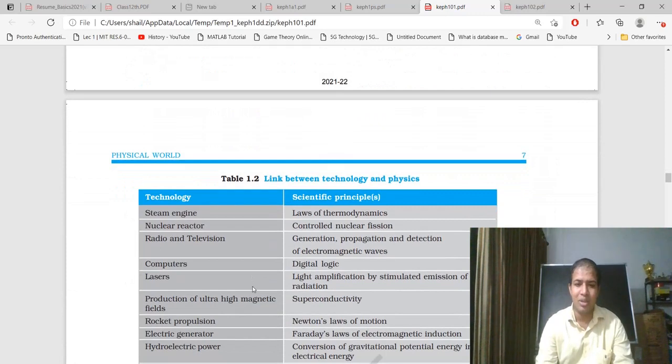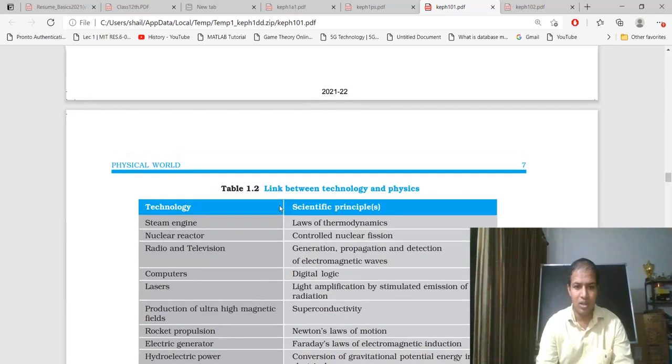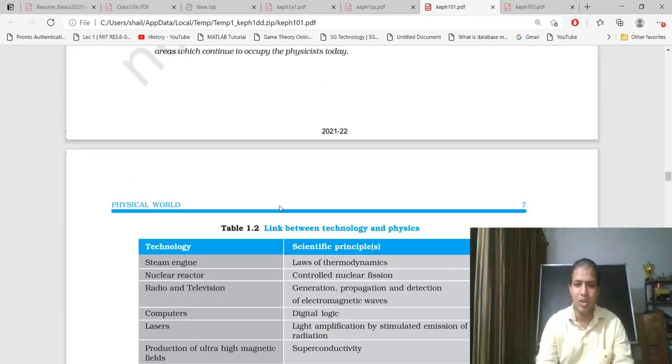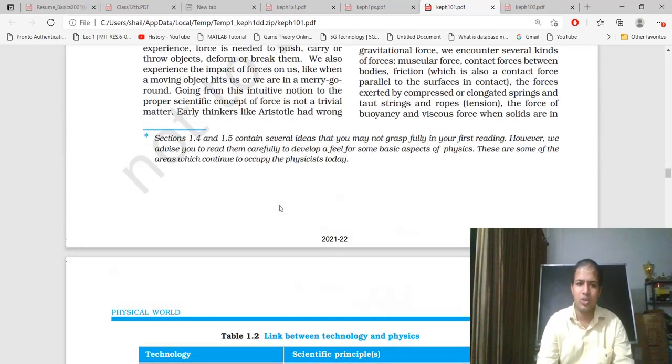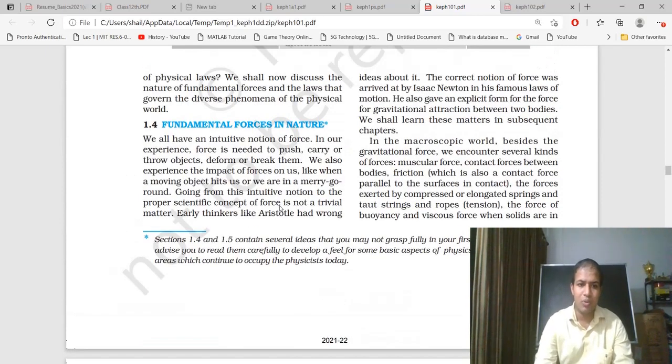It can come in any exam like CDS, AFCAT, I will say NDA. Also, you can get many of these as general knowledge questions. Now we will go to section 1.4.